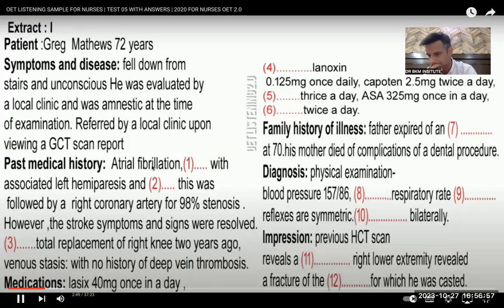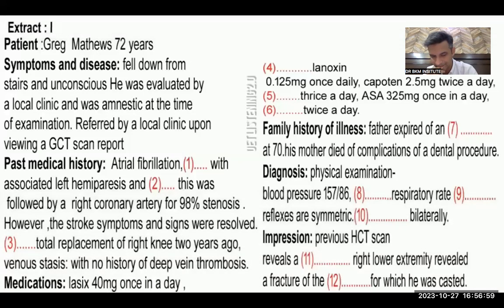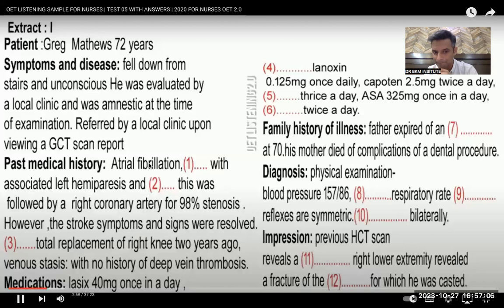Venous stasis with no history of deep vein thrombosis. What medications is he taking? Lasix 40 milligrams once a day.